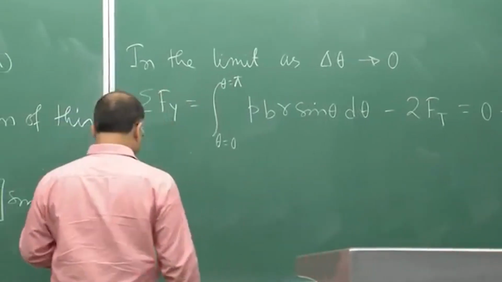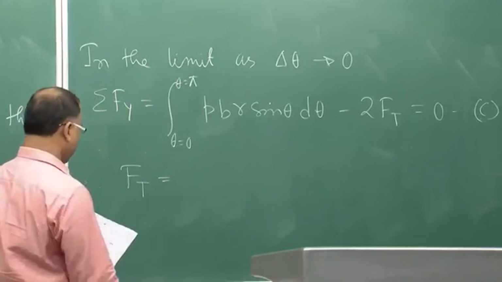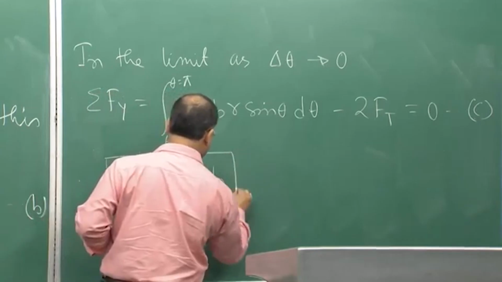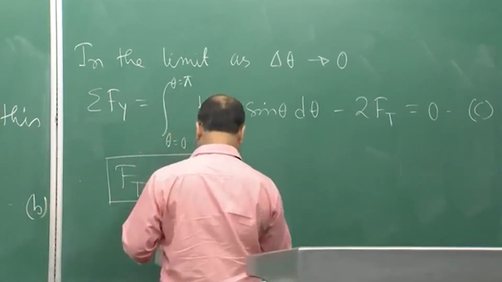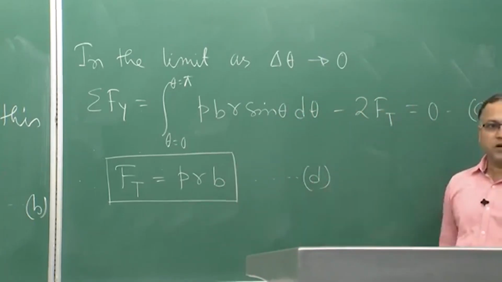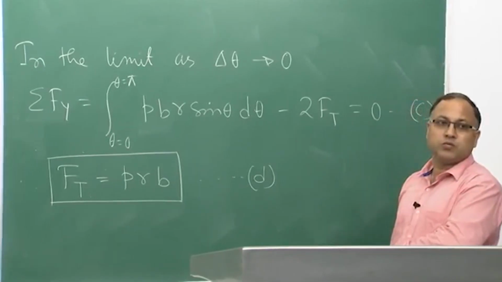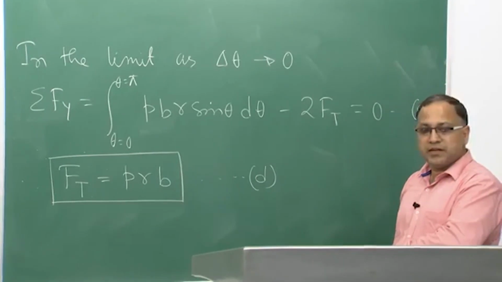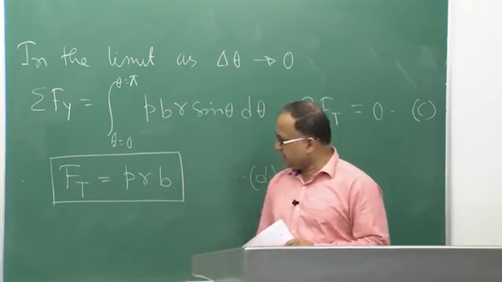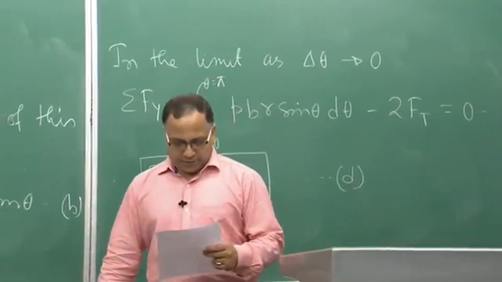Now, if you do the integration, you will be getting Ft equal to p into r into b. Okay. So, now we have quantified this thing. So, Ft is equal to p into r into b, agreed. So, where p is the internal pressure, r is the inner radius and b is the width of the hoop. Okay.